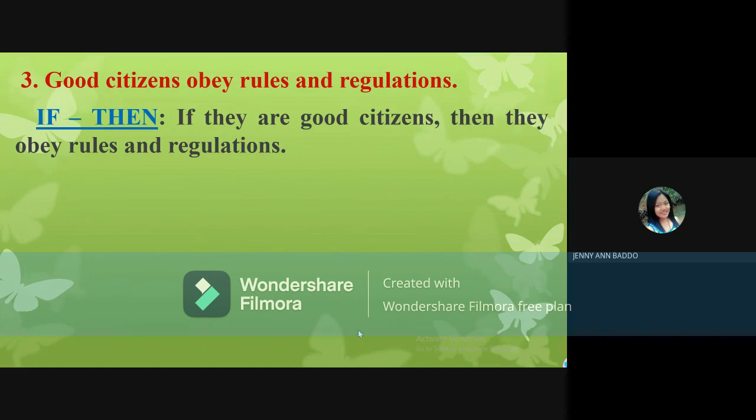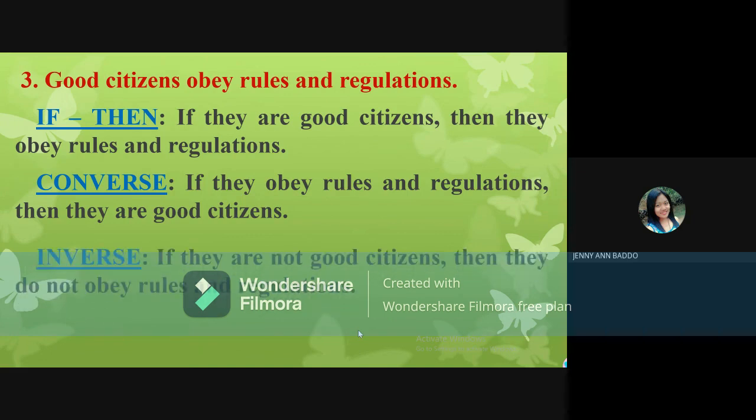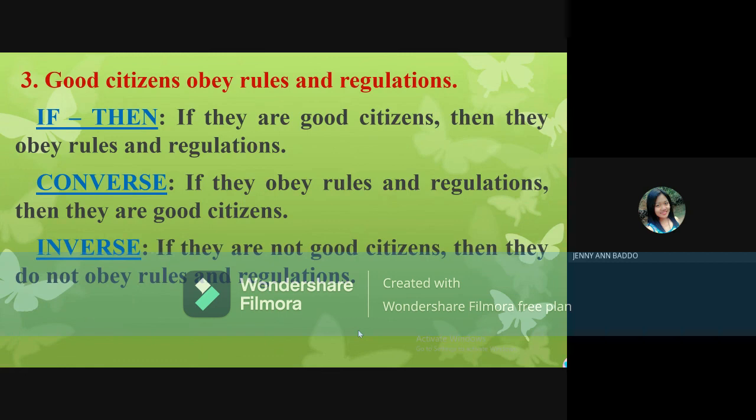For the converse, interchanging the hypothesis and the conclusion, we have if they obey rules and regulations, then they are good citizens. For the inverse statement, we have to negate the if-then statement. So we have if they are not good citizens, then they do not obey rules and regulations.